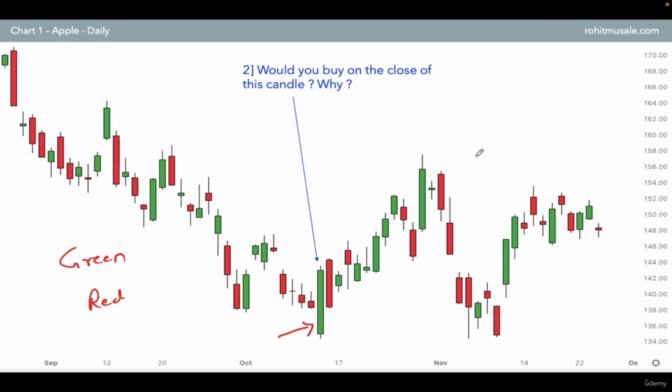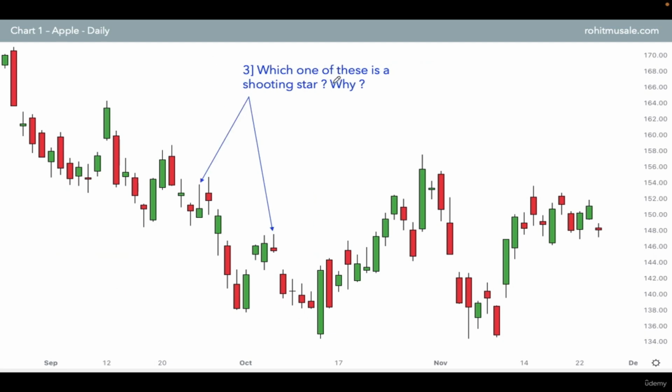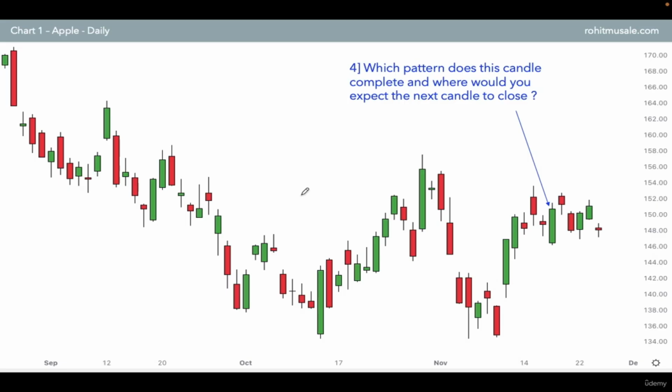Number 3, which one of these is a shooting star and why? So we are looking at this candle and we are looking at this candle. You have to tell me out of these 2, which one is a shooting star, which one is not. And you have to explain why you think so. One hint I would like to give you here is that some of the questions I will be asking are trick questions as well. So you have to really think before you answer these questions. Answer these questions to yourself and then check with my video where I explain all these things.